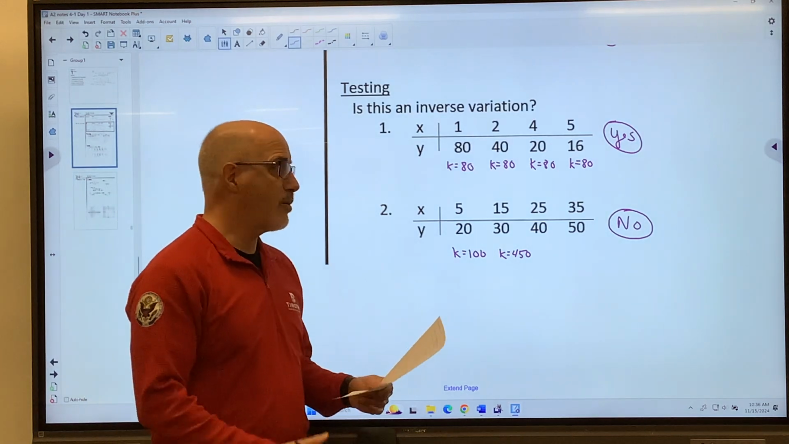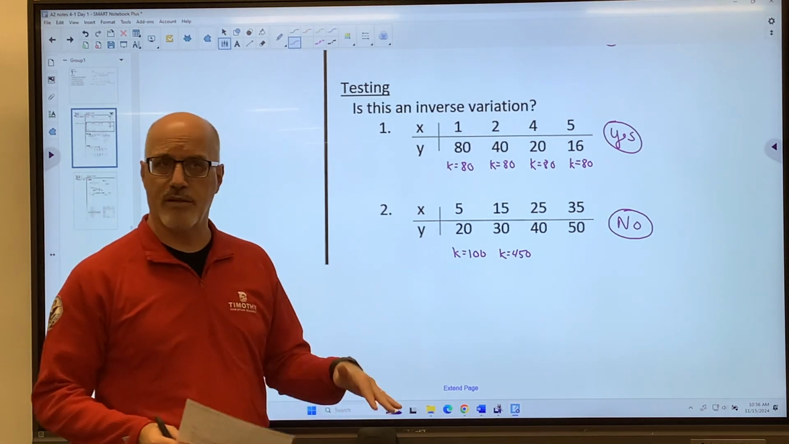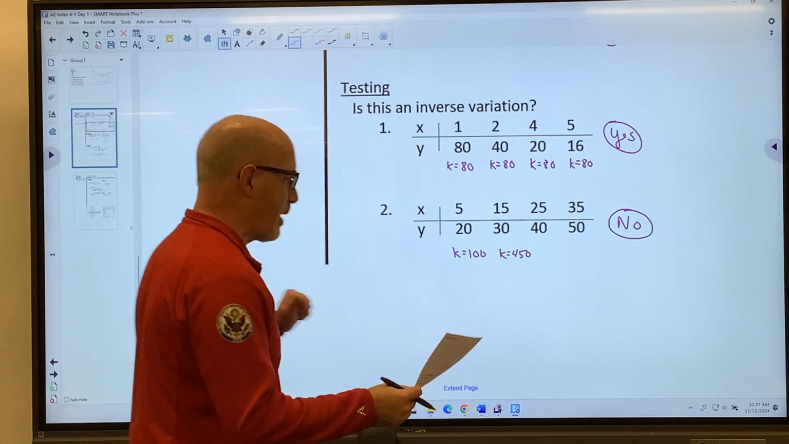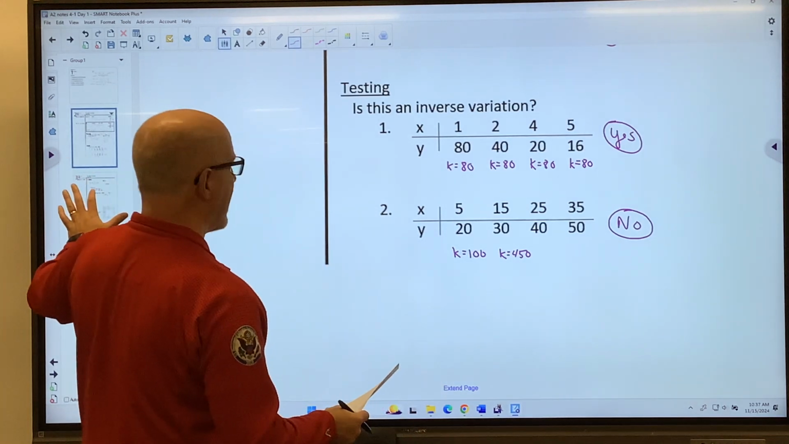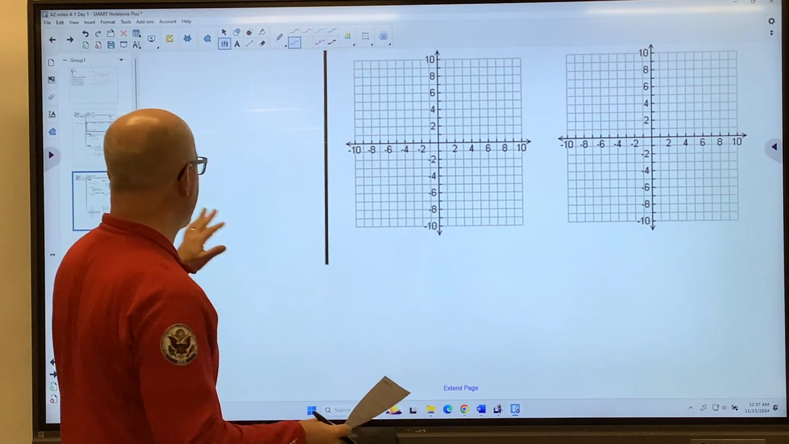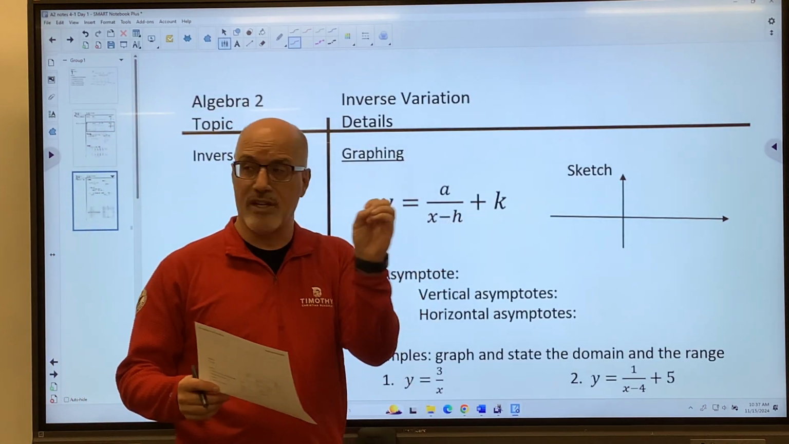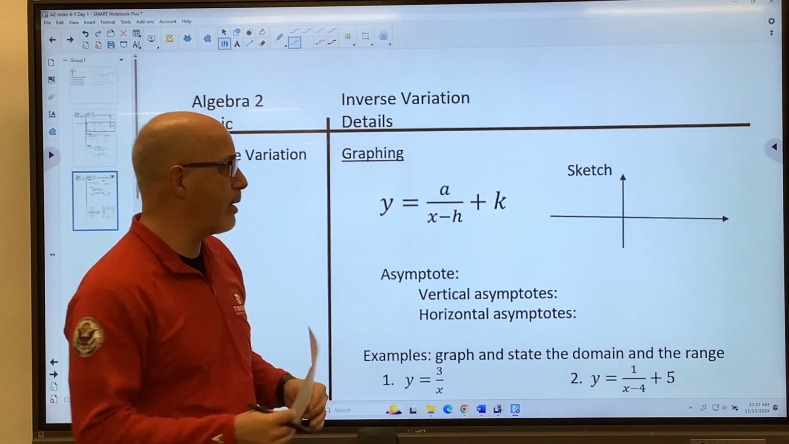Any questions on this before I move on? I will take questions at this point. All right, let's go to the graphs now. So those are not hard. You just have to remember that idea that we're working with. Multiplying the two numbers together to get that constant is the primary way we use it.